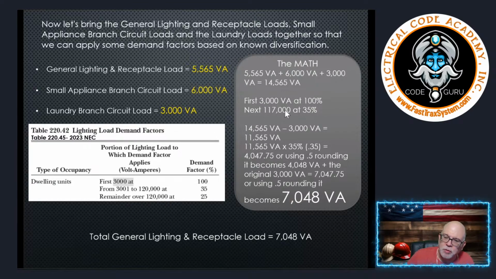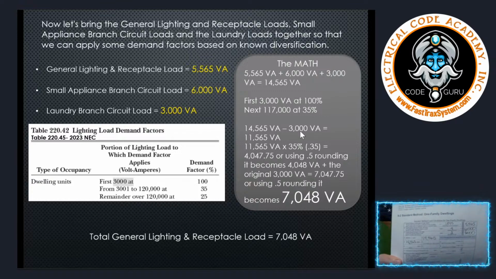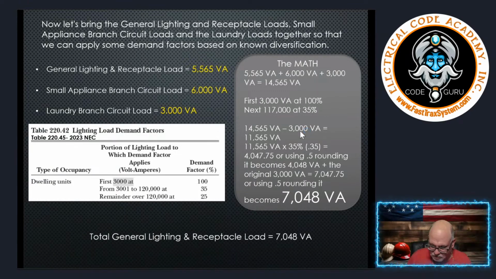Here's how we do the math. We take that 14,565 and take that 3,000 away and set it aside. In our form, we take the info from line 4 and put it down in line 5, which is 14,565. You can't really see it on here, but that's how we're doing it. We take that 3,000 away and that gives us 11,565. That's what you would have in column 5 of the form if you're using our form.